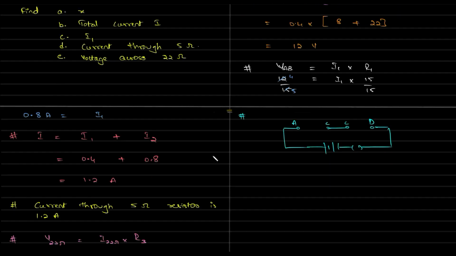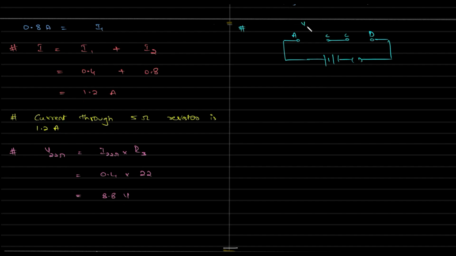So this we already found. VAC we already found. We need to find VCD. VCD is nothing but the voltage across 5 ohm. We know the resistance. We know the current. We can find VCD. So VCD is equal to I into the resistance, 1.2 into 5, that is 6 volt.